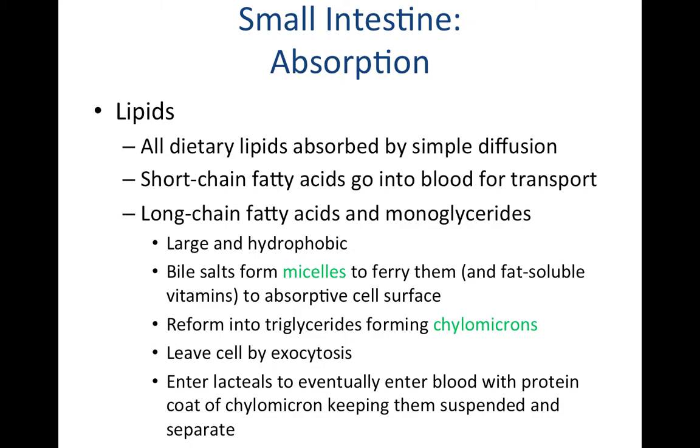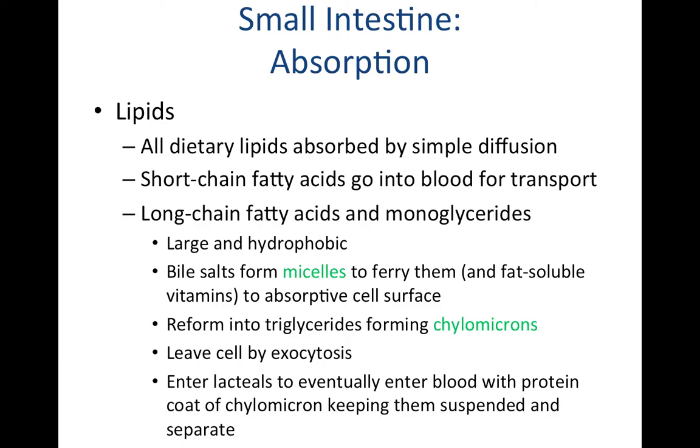And so what we're going to use are our bile salts. Those secretions from the gallbladder and the liver are going to come in handy right now. Bile salts make micelles that act like ferries for not just the fatty acids and the monoglycerides, but also for fat-soluble vitamins: vitamin A, vitamin D, vitamin E, and vitamin K. The micelles act as ferries to help transport those lipids to the absorptive cells.